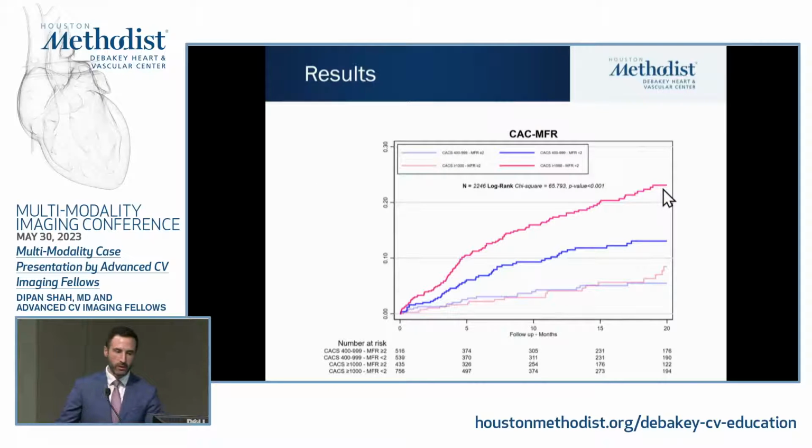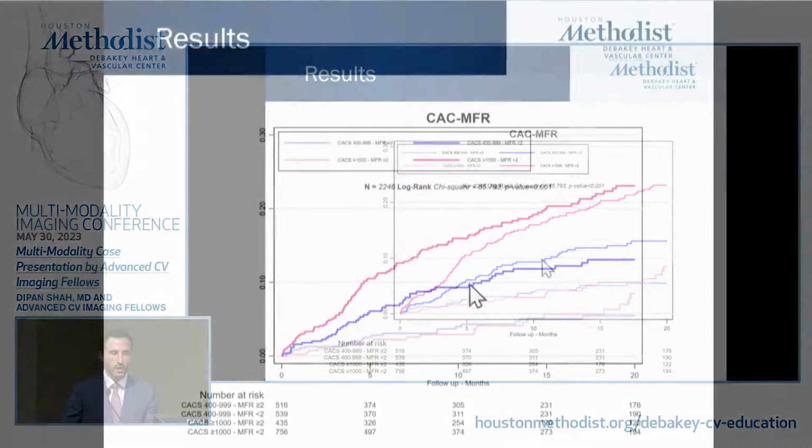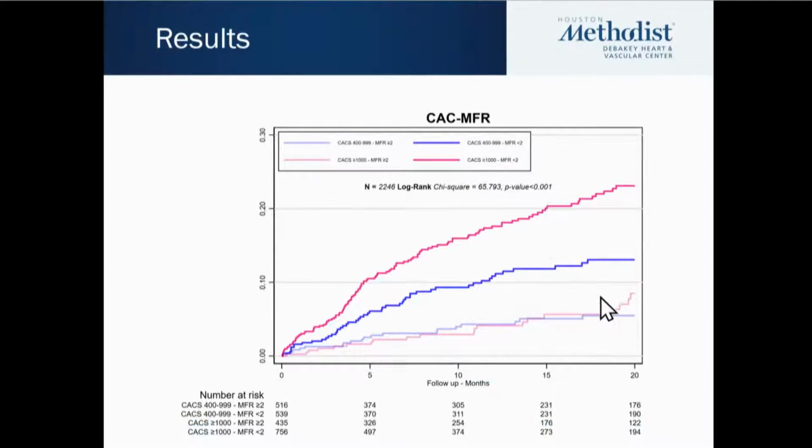And when we do the same thing using Kaplan-Meier curves, you can see that the two groups with calcium and MFR more than 2, so preserved MFR, had very similar risk. But once your MFR became less than 2, and especially if your calcium score was more than 1,000, you had a much, much higher risk.